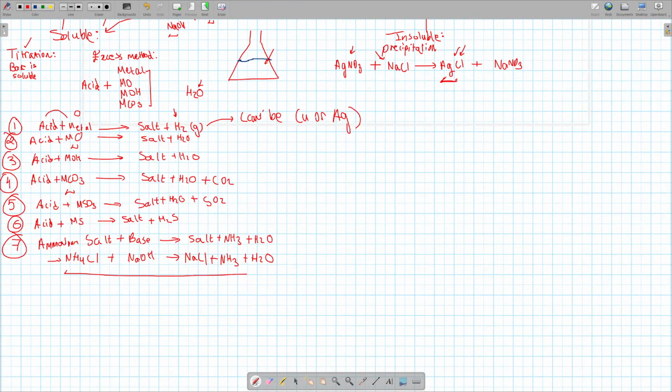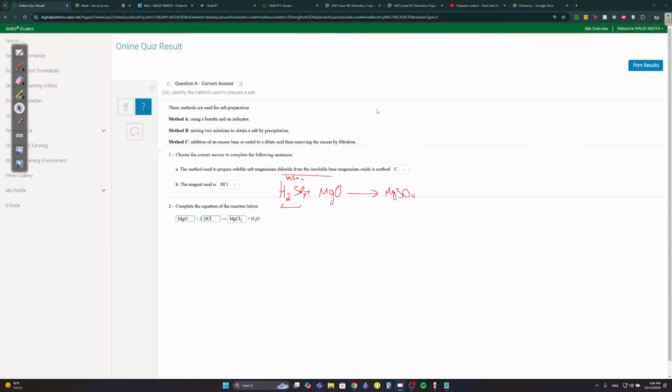If you're doing acid plus metal, the 2 metals you cannot use are Cu and Ag. You're not allowed to put them. I remember in the exam, it came like which ones can you add to an acid for the excess method, and it was Mg, MgO, MgOH, and then MgCO3. They were all correct.